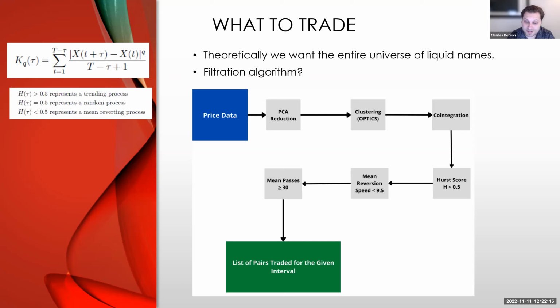And then from there, we have our list of pairs traded for a given interval, right? So essentially how I did it in our back test was I took a year of data, and then I got our pairs, and then we traded those pairs for a quarter, right? So from January to February, February to July, so on and so forth.